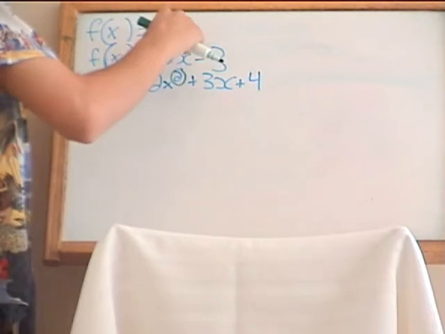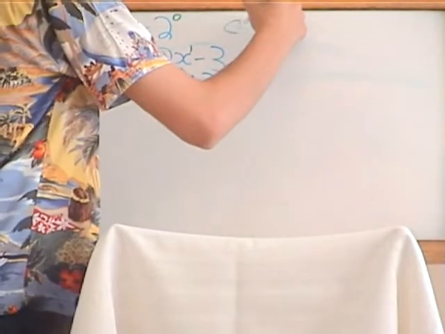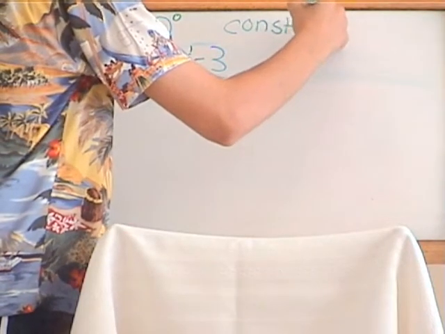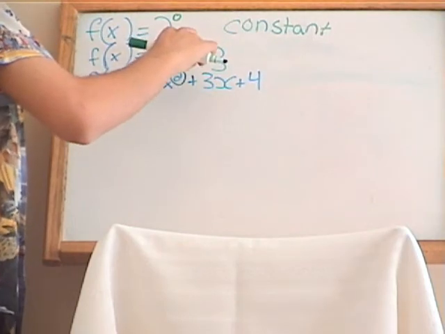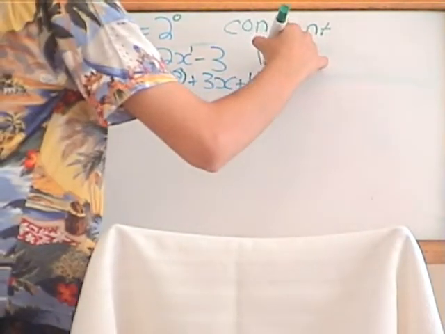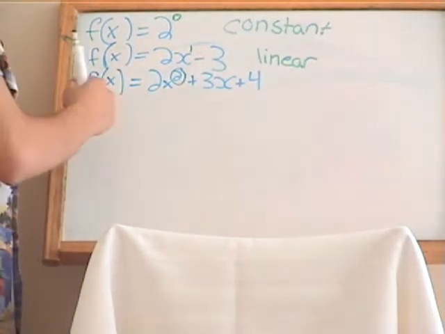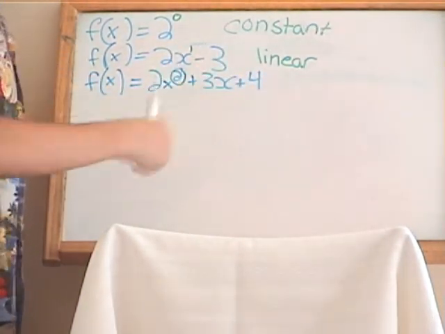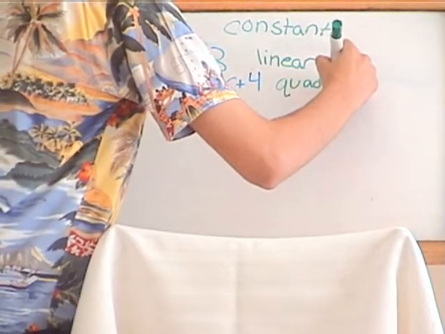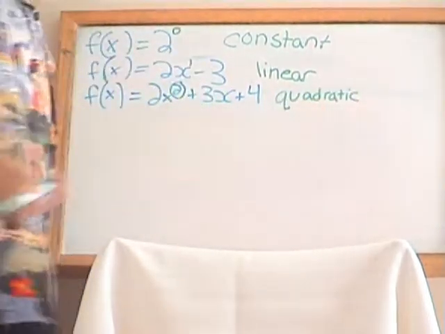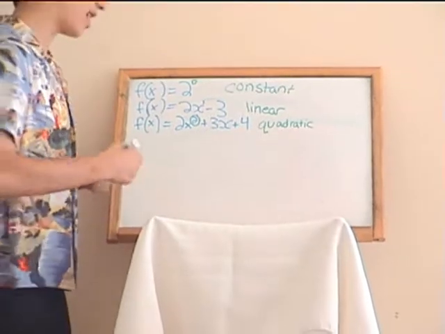So, because the greatest degree of a term here is 0, this is a constant function. Because the greatest degree of any term here is 1, this is a linear function. And because the greatest degree of any term here is 2, this is a quadratic function. Now, let us look at the task at hand.